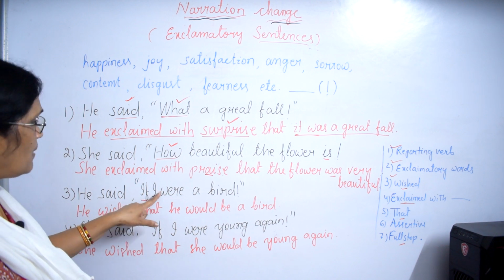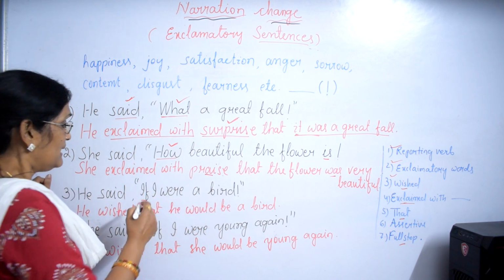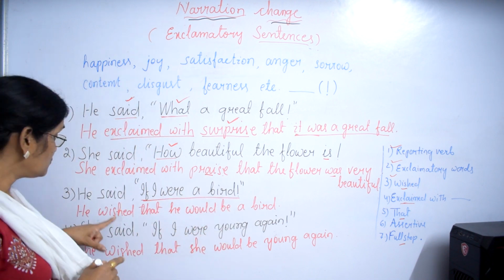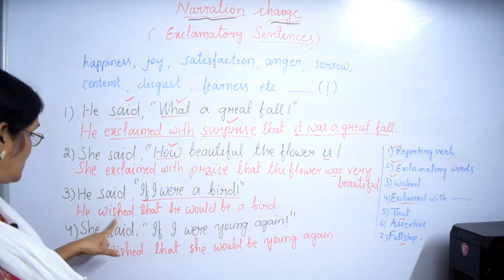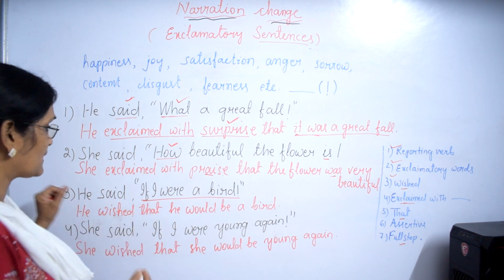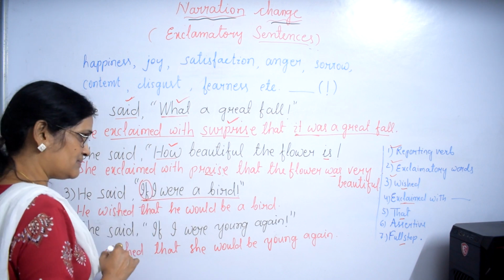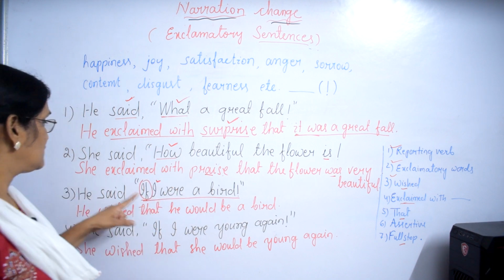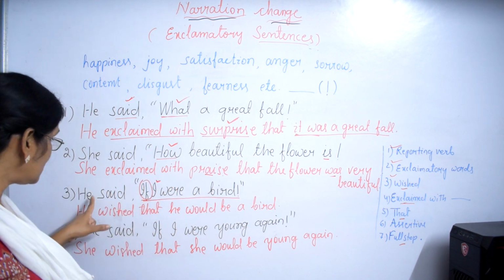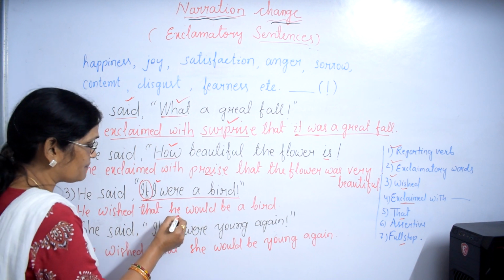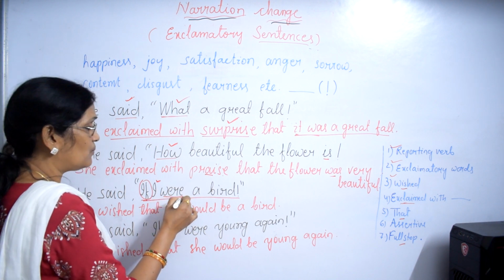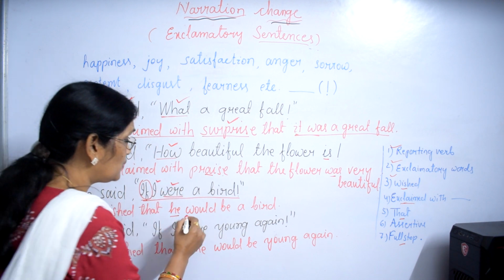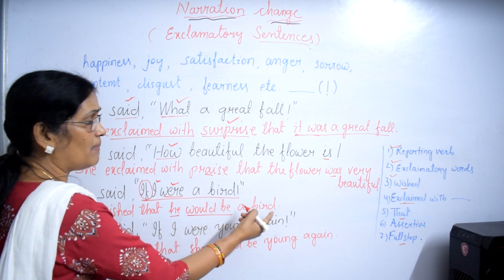He said, "If I were a bird," it expresses the feelings of imagination. There we use wished in indirect speech. He wished that... the word if will be removed, that will not be used in indirect speech, and I is first person, will be changed as per speaker, so it will be he. Where will be would be, because as it is one be verb. He would be a bird.